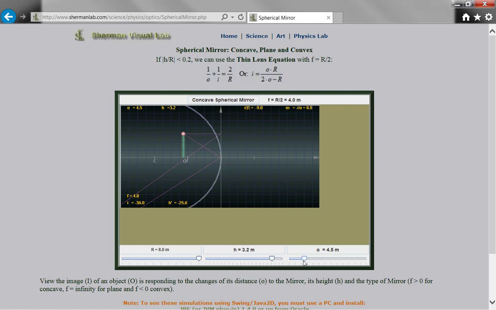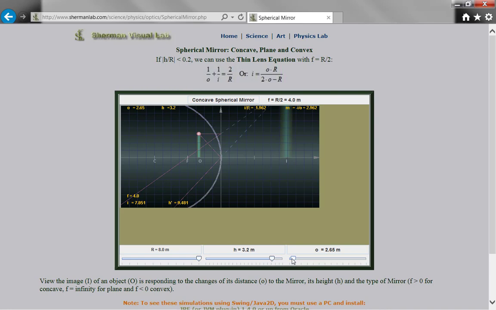Now, right before the focal point, every image you've seen so far has been a real image. I could put a sheet of paper on this half so that I'm not blocking the light coming in from the object, and you could see the image on that paper if you put it at the correct spot. It is a real image. But when I move the object in past the focal point, my image is now on the other side. I can't put a screen behind a mirror. The mirror is in the way. Therefore, I now have a virtual image.